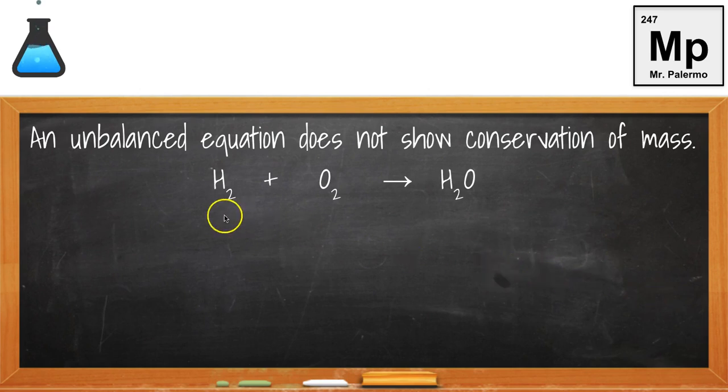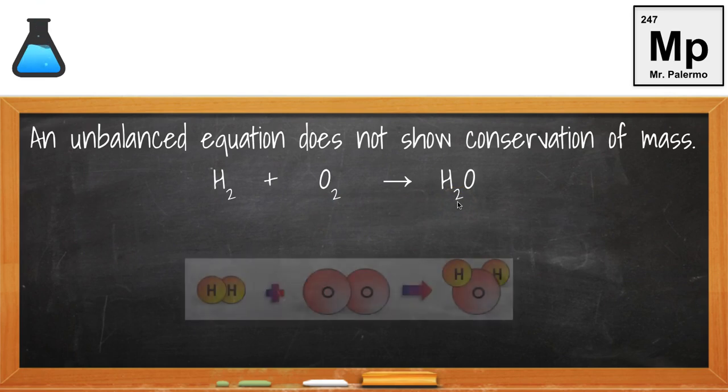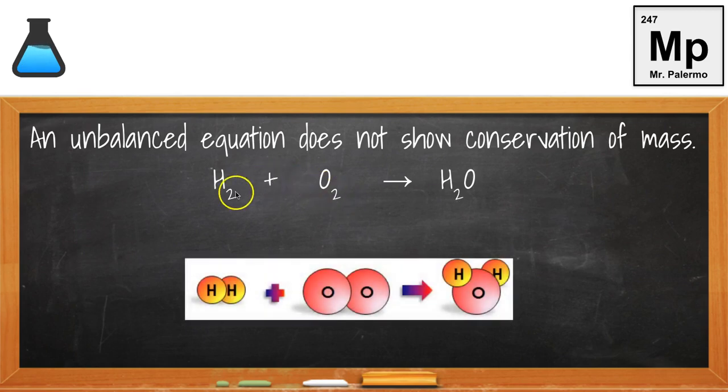So let's look at this reaction right here. H2 plus O2 makes H2O. This is an unbalanced equation, and it does not show conservation of mass. And let's see why it doesn't. So if I make some models here, I have 2 hydrogens for the diatomic hydrogen, 2 oxygens for the diatomic oxygen here, and then H2O, which is 2 hydrogens and 1 oxygen making 1 water molecule. This does not show conservation of mass.